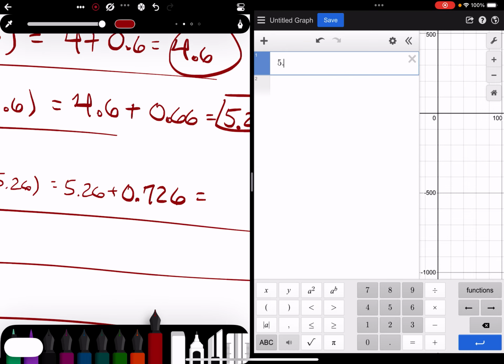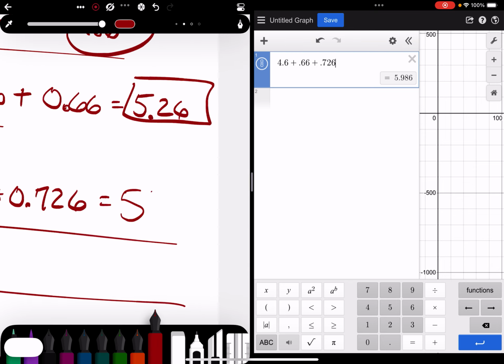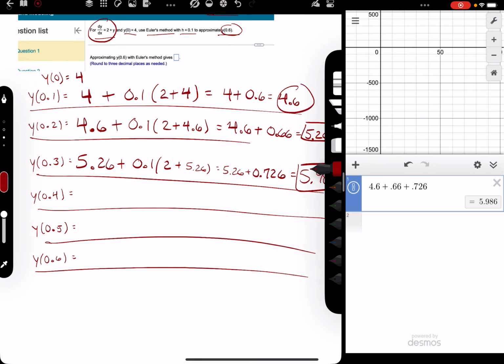Let me just go ahead and confirm the last one, just to make extra sure. So we have 5.26, good. So now we're going to just add 0.726 to that. So we get 5.986, okay. 5.986 as the result for y of 0.3.